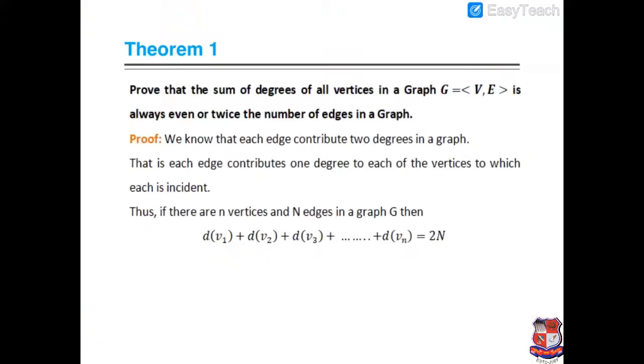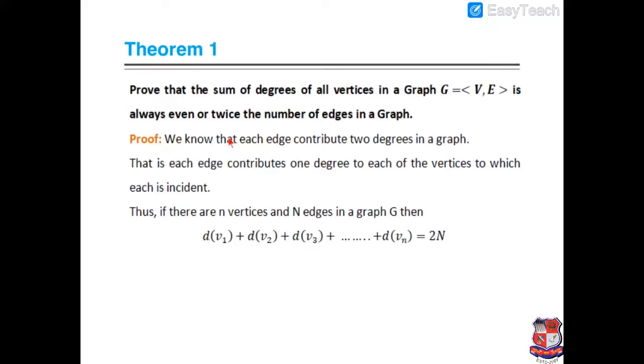Theorem number 1 states that the sum of degrees of all the vertices in a graph G is always even, or it is twice the number of edges in a graph. So the theorem states that the sum of degrees of all the vertices in a graph G is always even, or it can also be considered as twice the number of edges in a graph G. So let me discuss its proof.